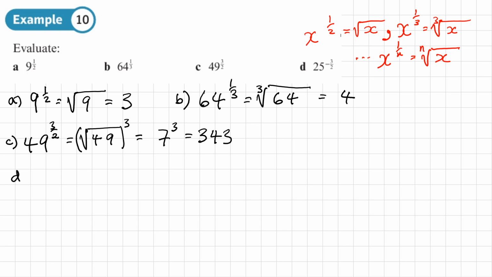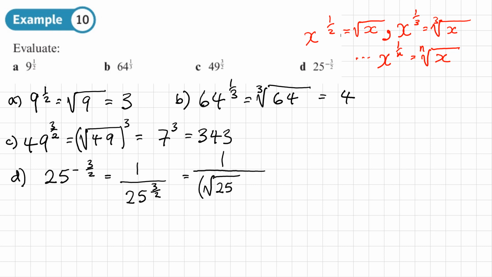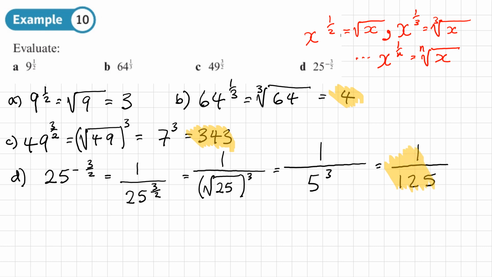And the last one, D, we have 25 to the power negative 3 over 2, which is the same as 1 over 25 to the power 3 over 2. Remember, it's 1 over the positive power. So it's going to be 1 over the square root of 25. We do the root first because it's a square root, and that's going to get cubed. So that's 1 over the square root of 25, which is 5, and then that's going to get cubed, and 5 cubed is 125. So our final answer, 1 over 125. So first answer 4, second answer 343, and the last one 1 over 125.